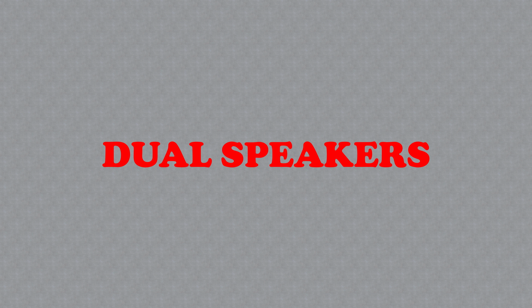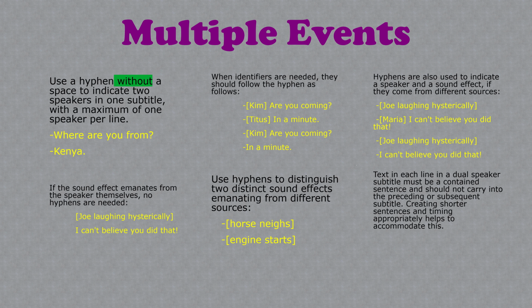This section explains how to handle dual speakers. Use a hyphen without a space to indicate 2 speakers in one subtitle, with a maximum of 1 speaker per line. When identifiers are needed, use a hyphen without a space with a speaker ID in square brackets. Use a hyphen to indicate speaker and a sound effect if they come from different sources. If the sound effect emanates from the speaker themselves, no hyphens are needed.